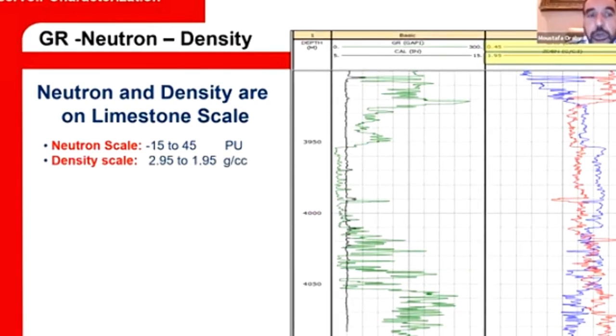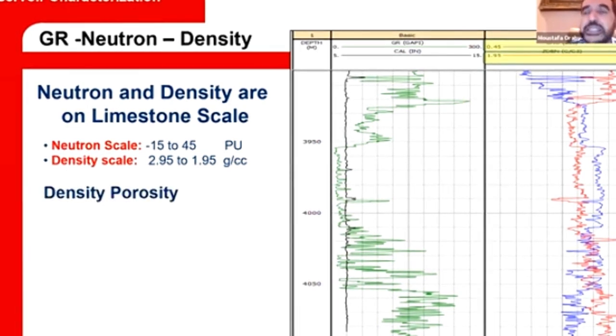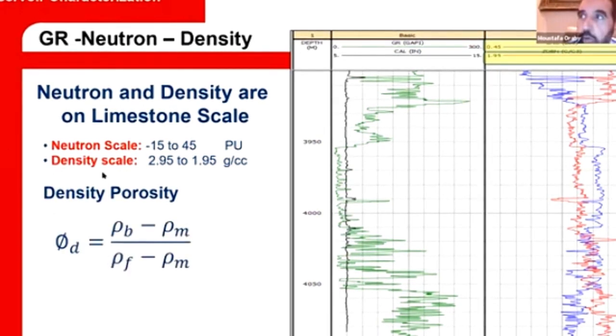Density is also on limestone scale, and the scale is 2.95 to 1.9. So tell me, what do you mean density on limestone scale? Density is density. Why should I put it on limestone scale? Well, we use the density to calculate what we call density porosity. By definition, and we proved this also in the formation evaluation video, the density porosity is rho bulk that you measure from the density tool, minus rho matrix, divided by rho fluid minus rho matrix.